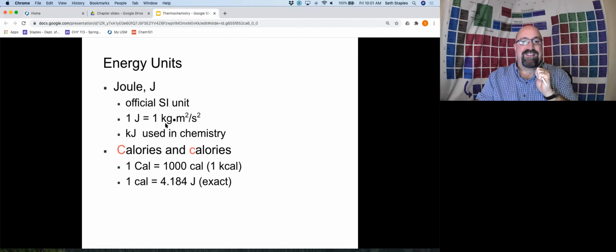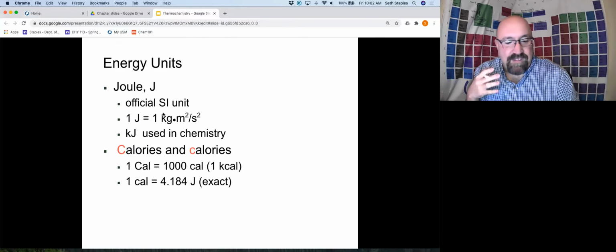A joule will break down to a kilogram meter squared per second squared. We're not going to really worry too much about that, and we're not going to use this much for our purposes, but it might be useful to know where that comes from. So that's the official SI unit.